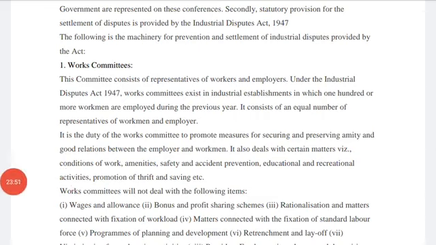The first committee is the Works Committee. What is the Works Committee? This committee consists of representatives of workers and employers. In this committee, there are workers as well as employers, that is, both employees and employers are included in the Works Committee under the Industrial Disputes Act.